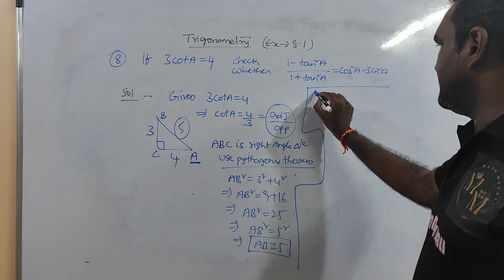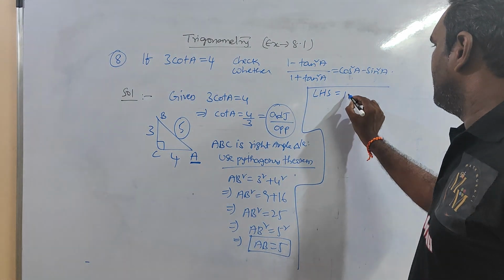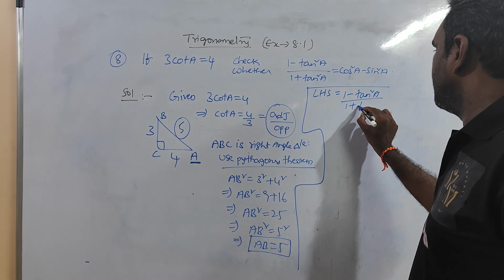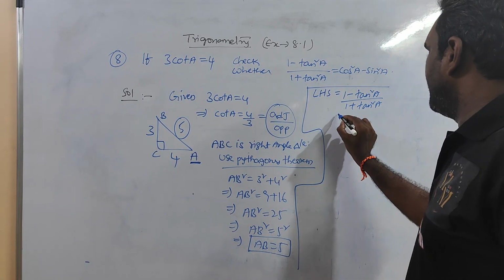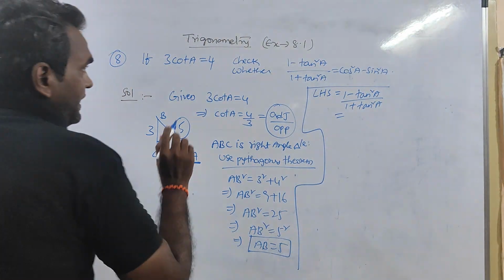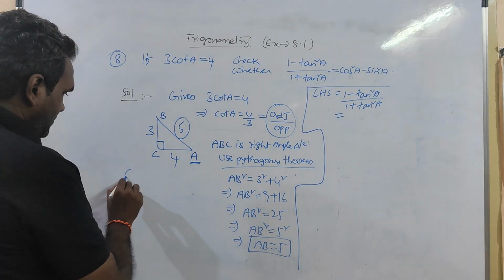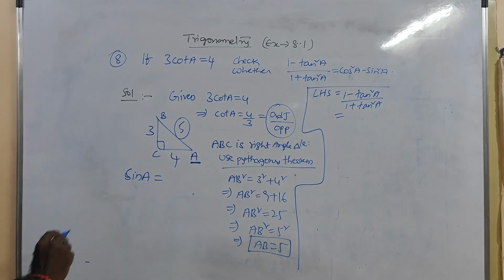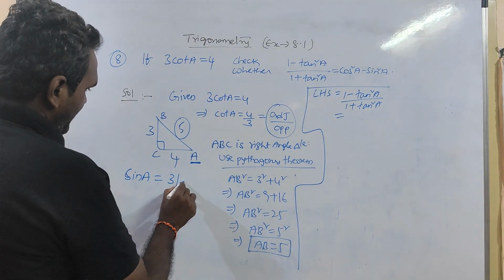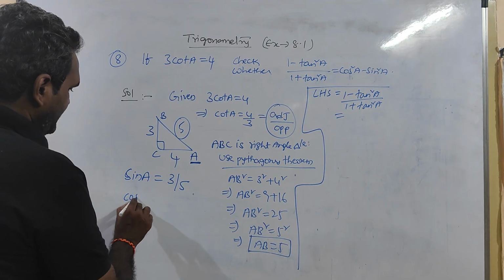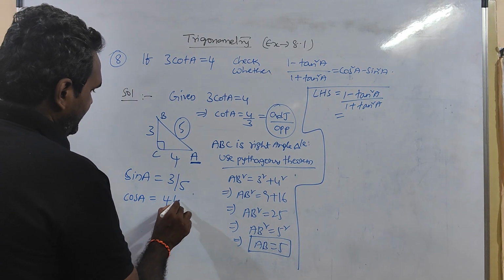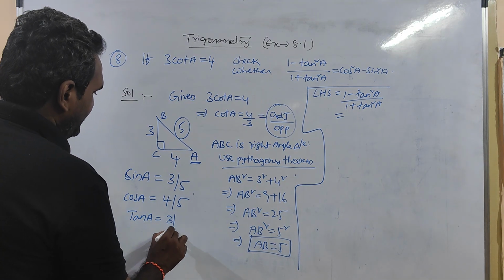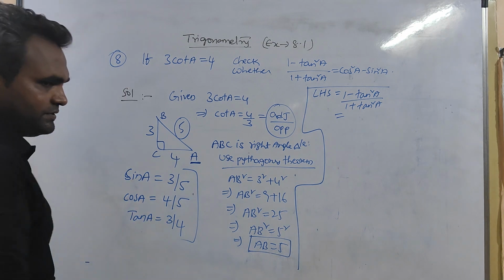Then see, LHS I am taking. What is my LHS? 1 minus tan square A by 1 plus tan square A. Tell me what is tan A from here. I want cos, sin, tan. First we will go with sin A. What is sin A from here? Sin A is opposite by hypotenuse. What is cos A? Cos A is adjacent by hypotenuse. What is tan A? Tan A is opposite by adjacent. These three we have to use.